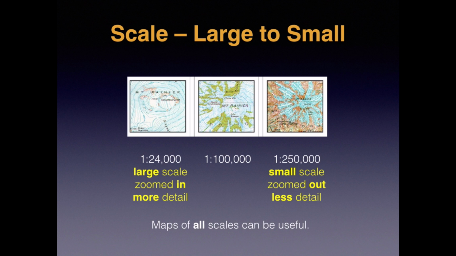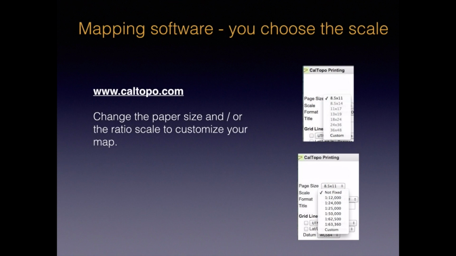Having maps of various scales can be helpful on a backcountry trip. You might use a 1 to 100,000 map for the approach hike and then change to a 1 to 24,000 map if you're traveling off-trail in more technical terrain. If you buy a printed map, the scale is fixed and you can't change it. However, good mapping software like my favorite, CalTopo, lets you change the paper size and the ratio scale to customize a map to just about any size and scale that you want.